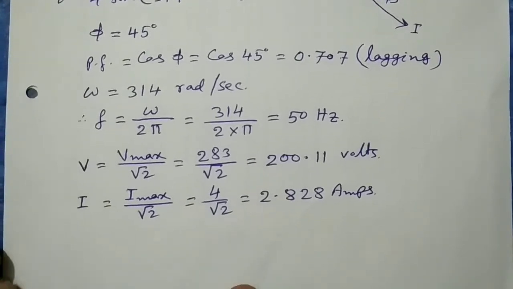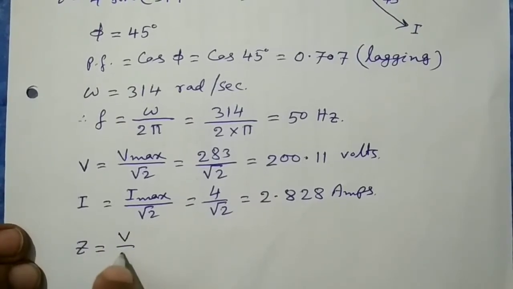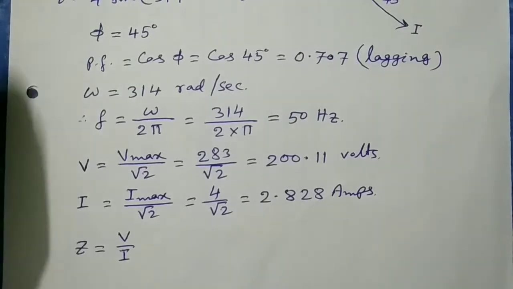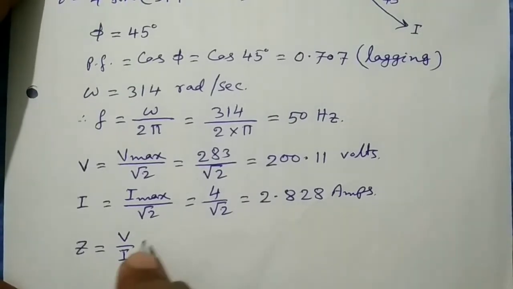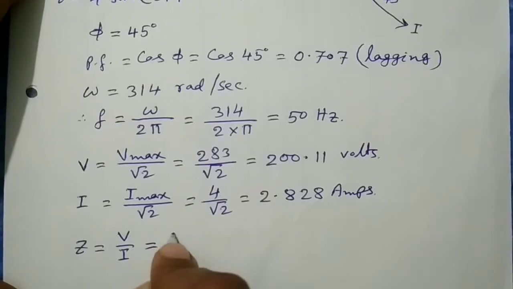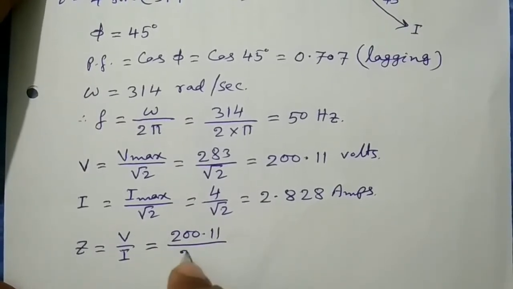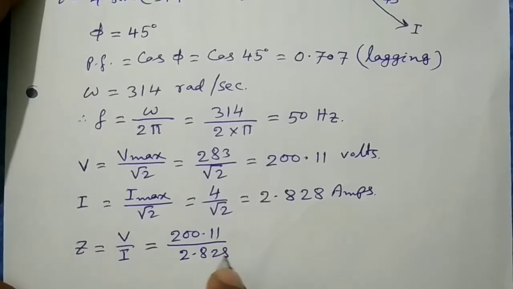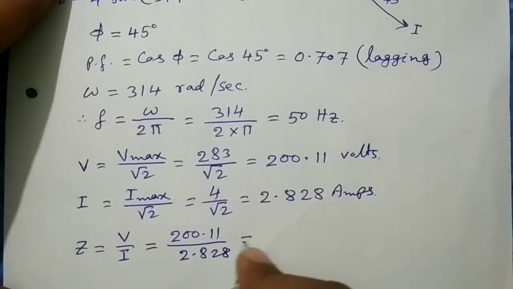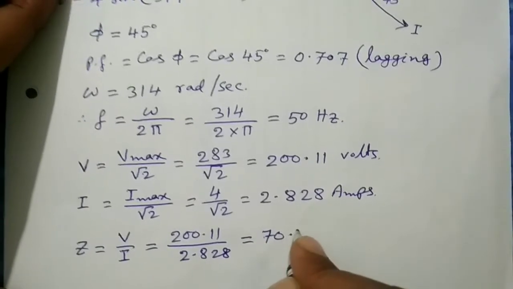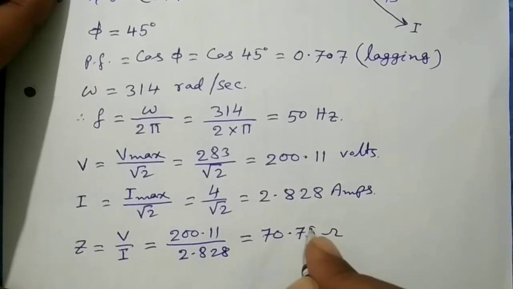Now find the impedance. The impedance is voltage upon current. It can be written as Vmax upon Imax or Vrms upon Irms. So here it is Vrms upon Irms, and the value of the impedance will be 70.75 ohms.